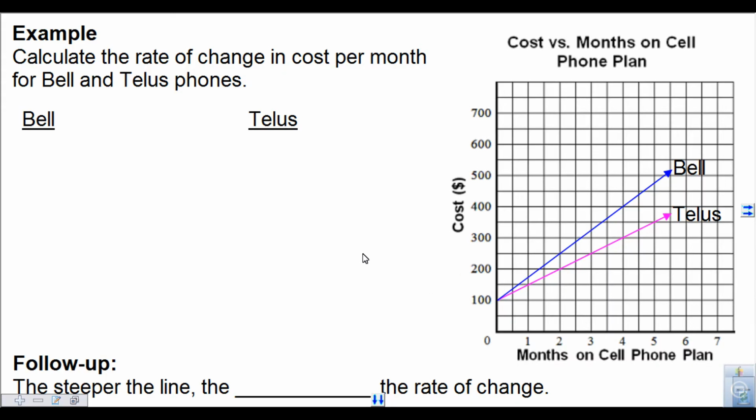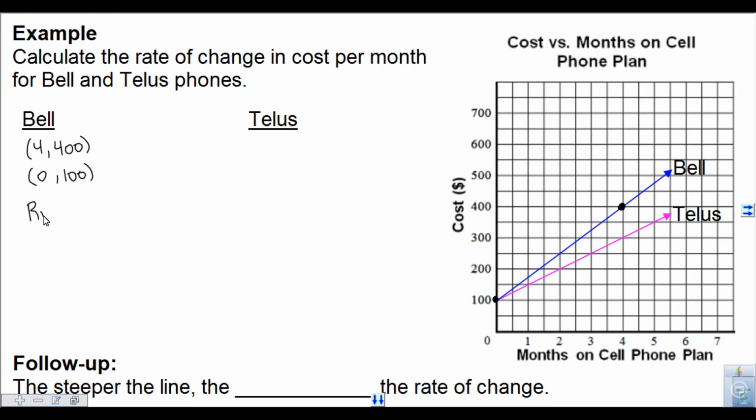So again, we're going to pick 2 points along each graph. So let's look at Bell, and it doesn't matter which 2 points you pick. It's always easy to pick the first point, and then we'll pick another point that's really easy to read off on the graph. So this point over here would be a good one. Okay. So I'm going to write down those 2 points as ordered pairs. So this one here I can write as (4, 400). So I'm going to write that here, (4, 400). And then the second point is (0, 100).